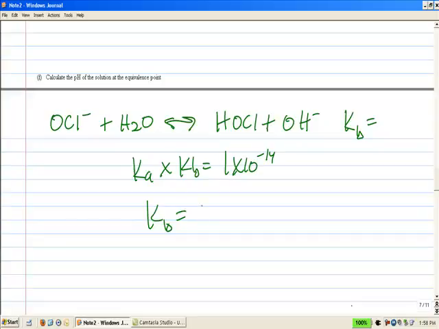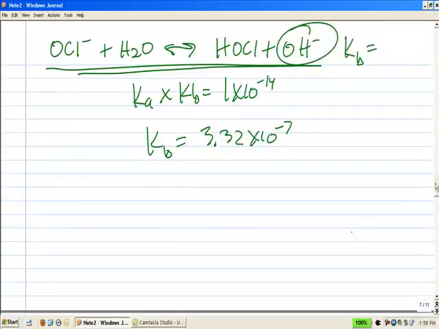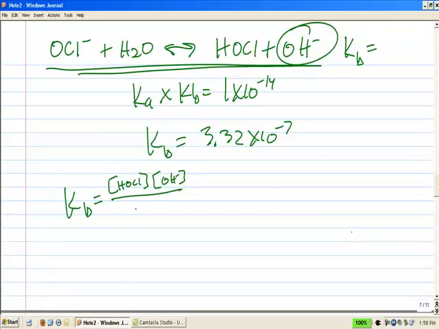And for Kb, I get 3.32 times 10 to the negative seventh. And when we do that, again, we have to do that because remember, this is not an acid association. Remember, you're producing a base, and that's when you use Kb, not Ka. So we know that Kb is going to equal the concentration of HOCl times the concentration of OH minus over the concentration of OCl minus.